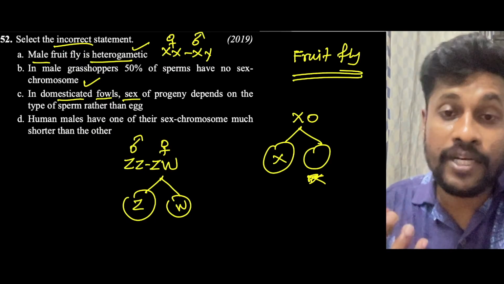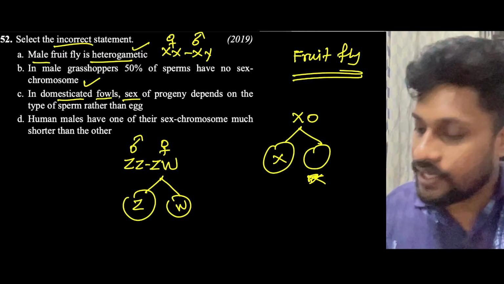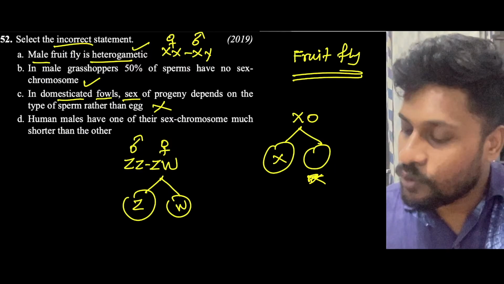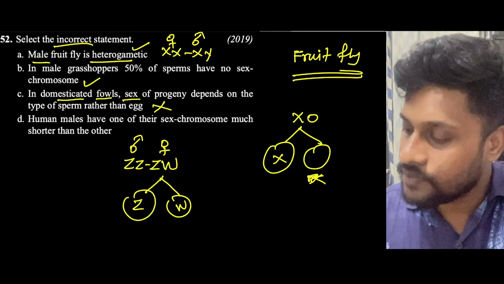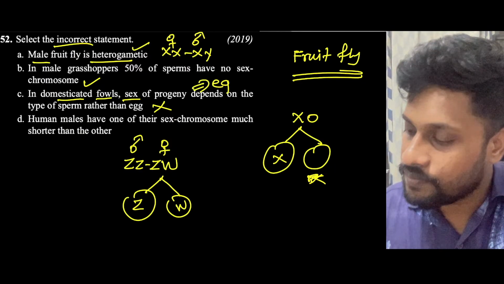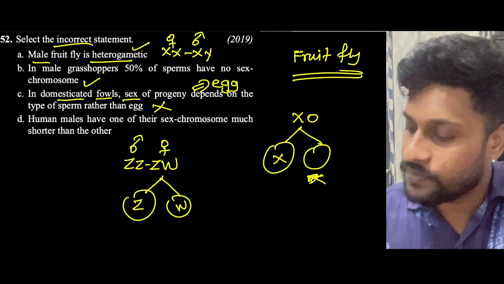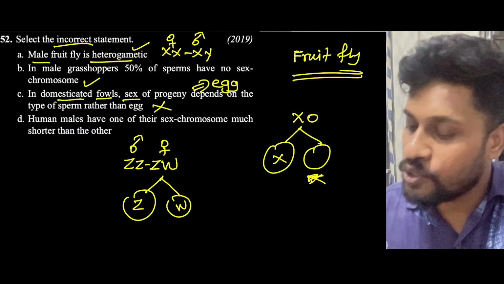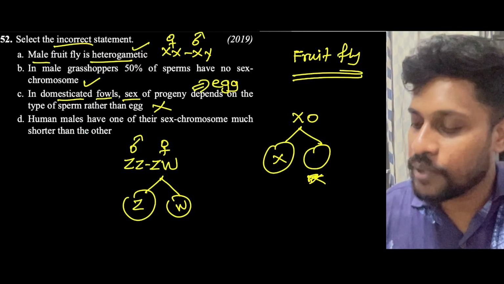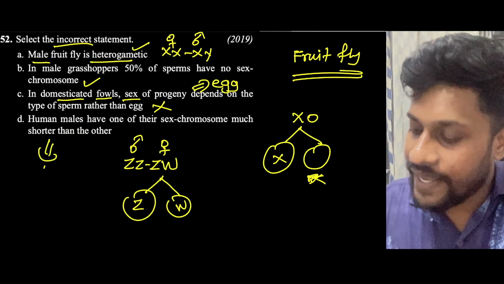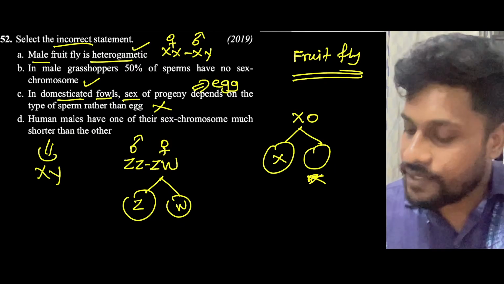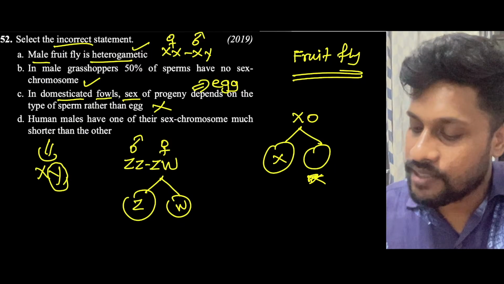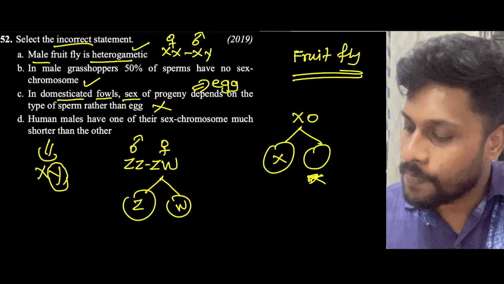Sex of progeny will be dependent on egg, not sperm. Here they have given in reverse manner. Hence it is wrong. Sex of progeny depends on egg, not sperm, right? Hence it is wrong. Human males have one of their sex chromosomes much shorter than the other. That is true because human male shows what? XY type. You know that in case of XY, Y is shorter than the X.